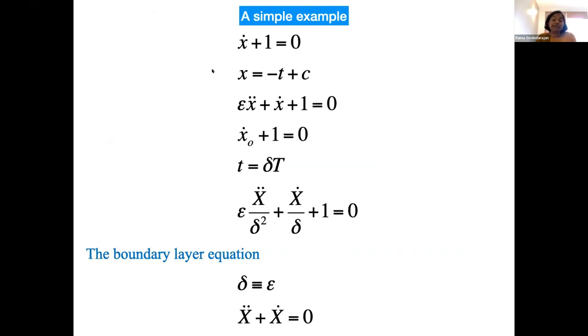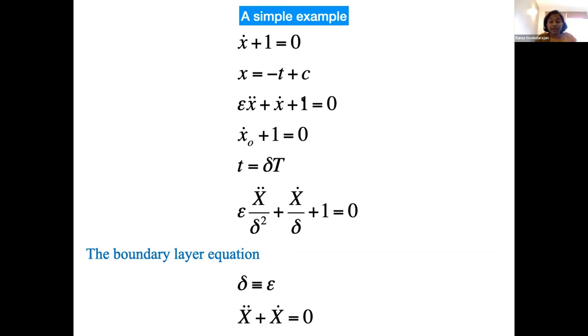What's a singular perturbation? Let's do a simple example. Forget about the flow for this slide. I've taken x dot plus 1 equals 0, which I can solve to get x equals minus t plus c. Now if I perturb it very slightly with an epsilon, I've increased the order of the differential equation. Of course, this is a simple differential equation, I can solve it fully. But if I couldn't, what would I do, and how would I account for this? I know that in one of my boundary conditions, this term is going to become extremely important.